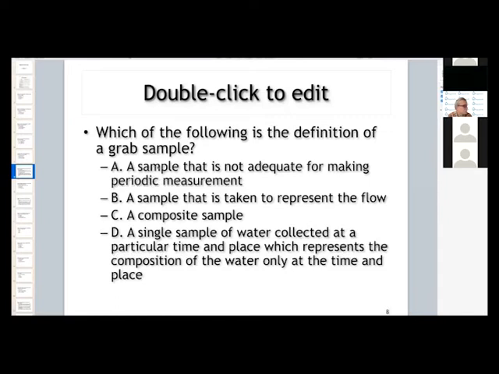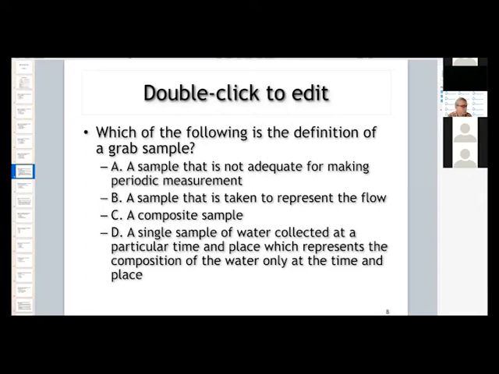Which of the following is the definition of a grab sample? A sample that is not adequate for making periodic measurement, it's not going to be that. A sample that is taken to represent the flow, that's not what a grab sample is. A composite sample, it's not a composite. So the answer is D, a single sample of water collected at a particular time and place, which represents the composition of the water only at that time and place.